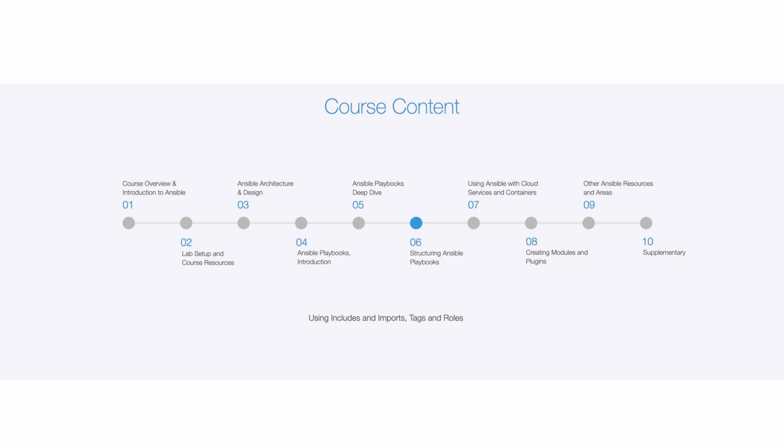In section 6, we'll see how we can structure Ansible playbooks through the use of includes and imports, tags that will allow us to reuse specific entities, and roles where we can break out tasks into reusable components. In Section 7, we'll make use of popular areas with Ansible such as AWS and Docker. In Section 8, we'll create our own modules and plugins.